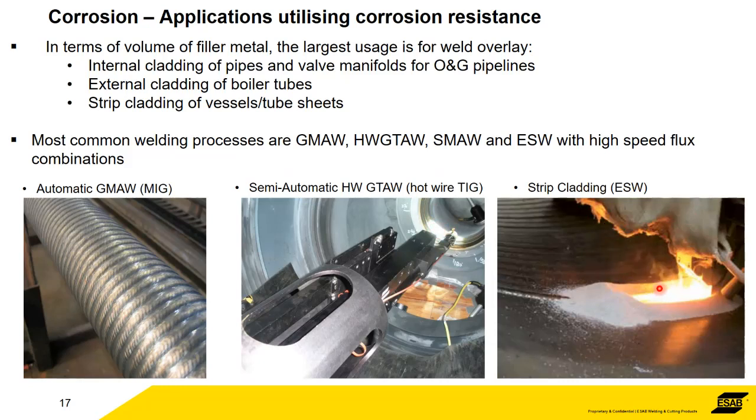We cover strip cladding, and particularly electroslag welding, as a separate topic. But with strip cladding, you're able to achieve deposition rates of up to 90 kilograms per hour, whereas typically for wire TIG, you maybe get up to 9. So the difference is huge. The most common welding processes are everything that you would expect, really: MIG, TIG, and hot wire TIG in particular, which seems to be used a lot more on wire overlay.